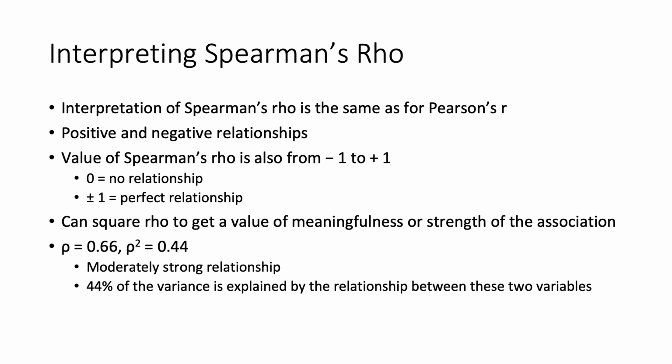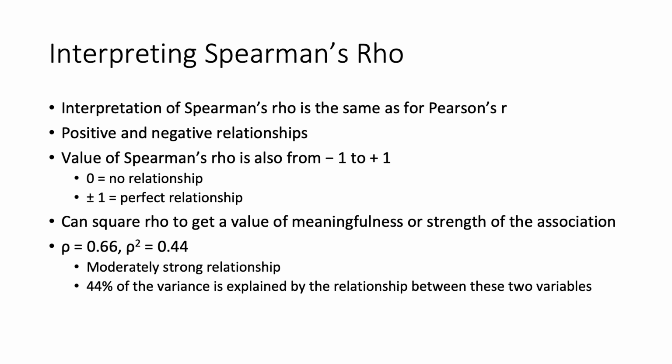After you determine significance, you can square rho to get a value of meaningfulness or strength of the association. In this case, we will use 0.66 and square it, which gives us 0.44. And this indicates a markedly strong relationship in that 44% of the variance is explained by the relationship between those two variables.